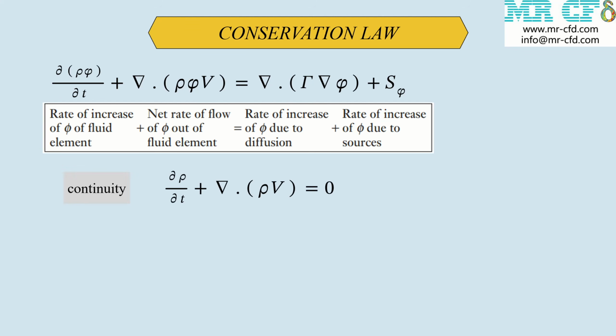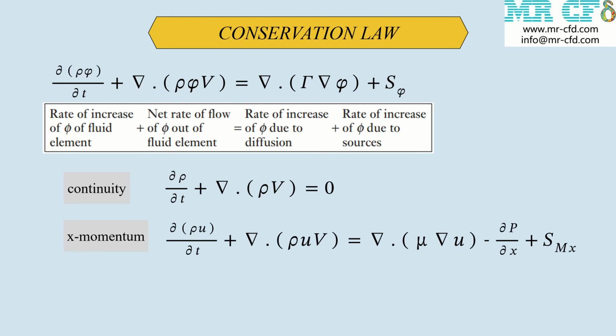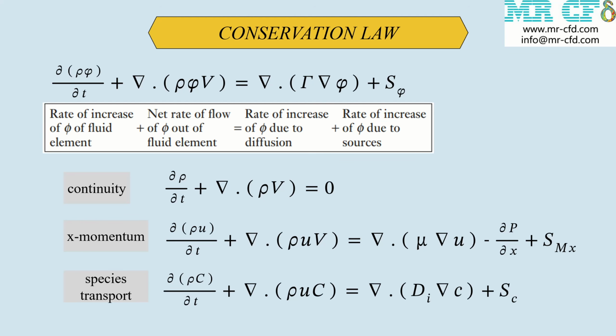For example, if we replace phi with 1, the result will be the continuity equation. And if phi is replaced with x velocity and we add source terms, the x momentum equation will result. The diffusion coefficient for the momentum equation is mu. Also, the pressure term and some viscous stress terms are added as source terms. If phi is replaced with concentration and we add source terms, the species equation will result. The diffusion coefficient for the species equation is D_i, the diffusion coefficient. Also, the amount of species that is consumed or produced by reactions is added as a source term. In this way, we can add transport equations for other variables like temperature, radiation, etc.